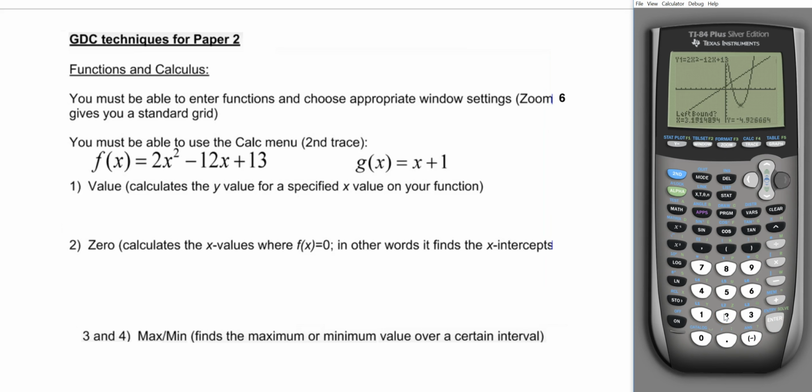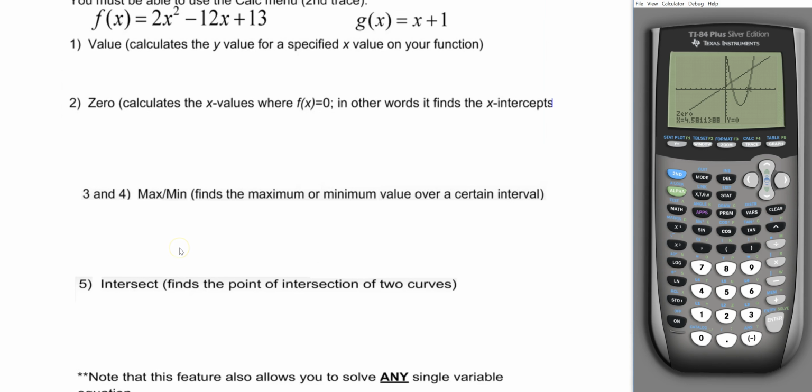I can do the same thing for the other side. Right, go all the way around. Again, get to about where it is. It says left bound, go a little left, and then right bound, go a little right of it. Now you have your 0 value. So that's what 0 does.